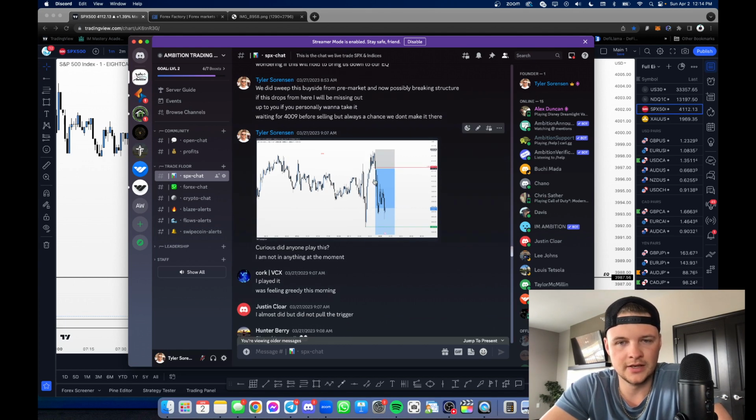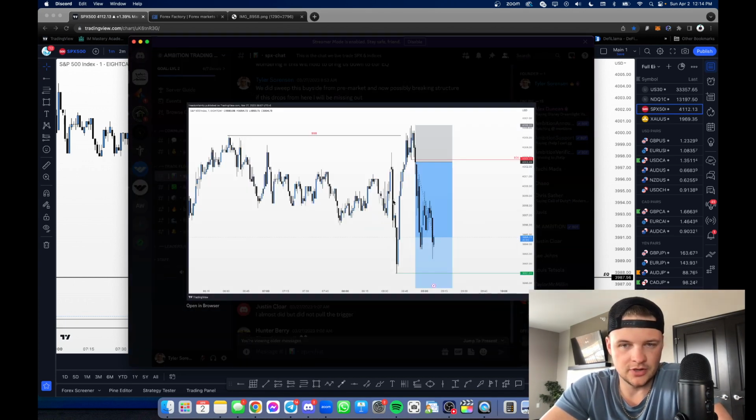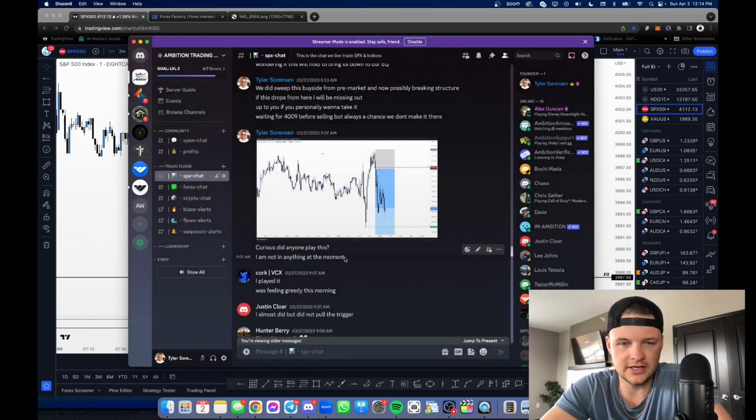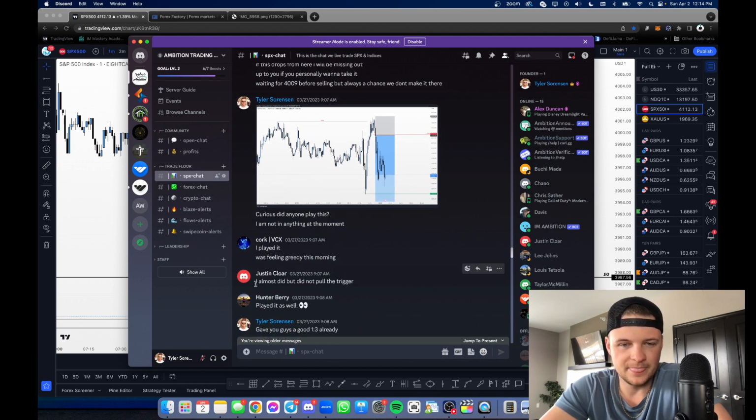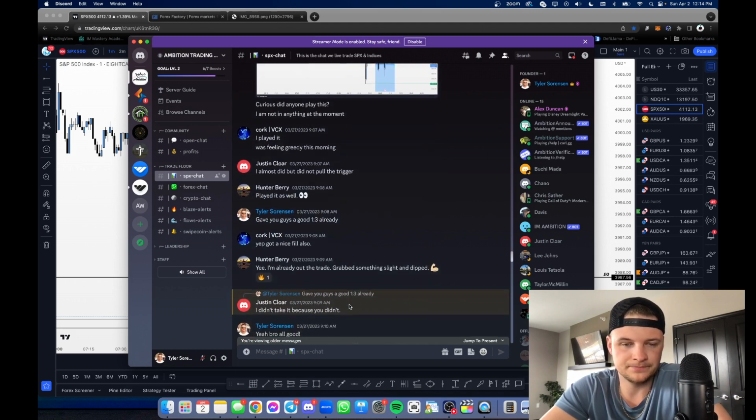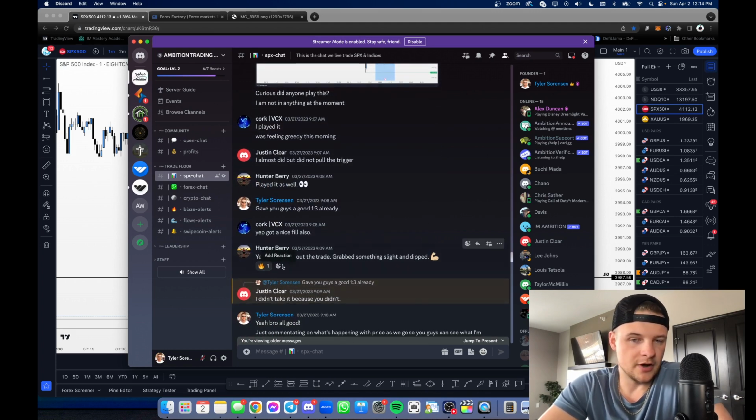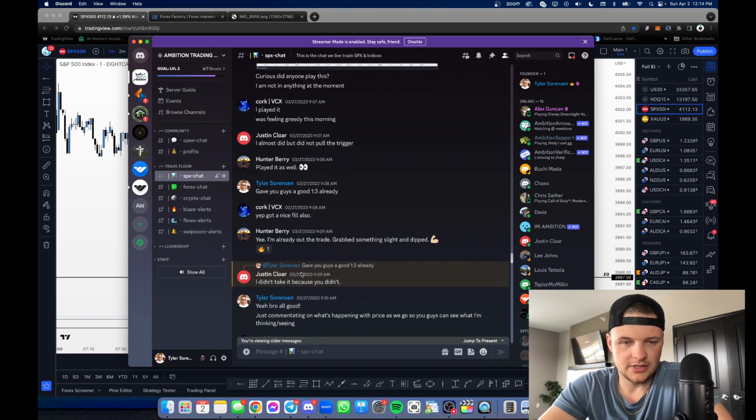And then obviously I'm sending the screenshot just showing how the setup would be going if we would have taken that trade. And I just said, curious, did anyone play this? I'm not in anything at the moment. One guy said I played it, was feeling greedy this morning. Another almost did, but did not pull the trigger. This guy played it as well. Some people caught it basically because they understand the strategy. A couple people didn't take it because I didn't take it. Totally understandable. I didn't take it as well, right?